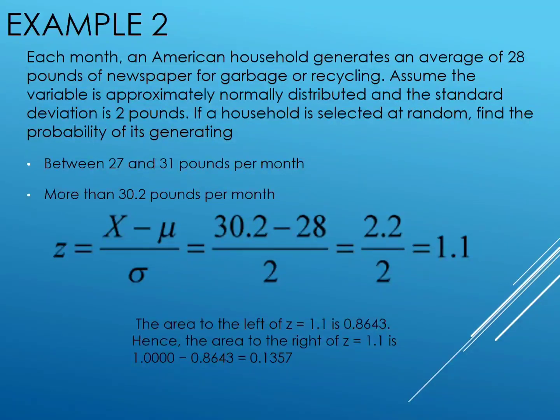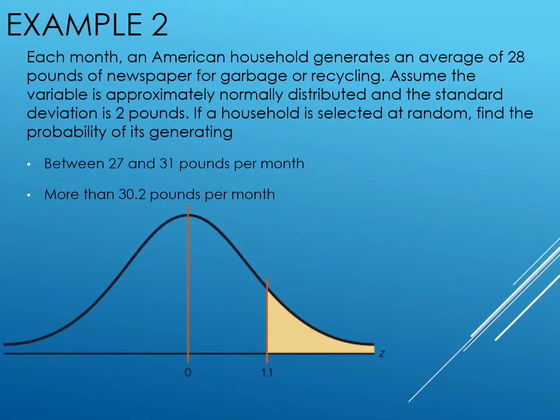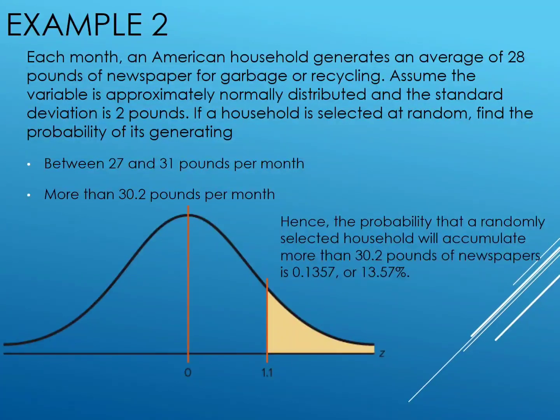Now recall, this is a more than question, more than 30.2, so meaning greater than. So I would have to subtract my z-score probability from 1 and get 0.1357. Again, greater than is the right side of my distribution, and the z-score always gives me the left side, so I would have to subtract from 1. Why 1? Because the area of the curve is 100%. So if I want to find the complement, which is my right side, I subtract from 1. Hence the probability that a randomly selected household will accumulate more than 30.2 pounds of newspaper is 0.1357, or you could say 13.57%.